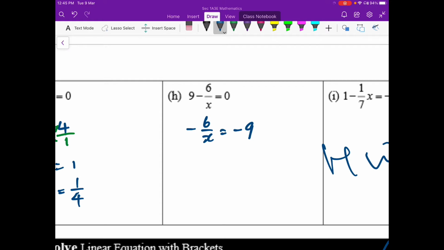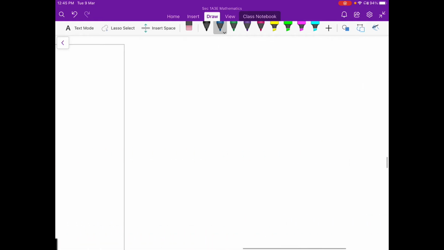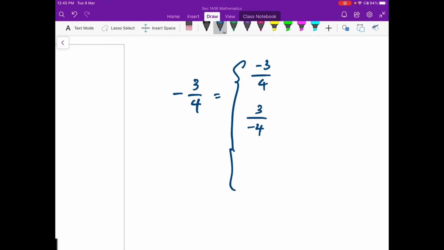Now I have a question for you all. This negative sign, right? Does it belong to the 6 only, or the x only, or it doesn't matter, or it belongs to both the 6 and the x? What do you all think? Let's try and figure this out. If I write negative 3 over 4, is this equal to negative 3 over 4? Or 3 over negative 4? Or negative 3 over negative 4? What do you all think? Which one is correct? Are they the same? Can we use our calculator to find out?